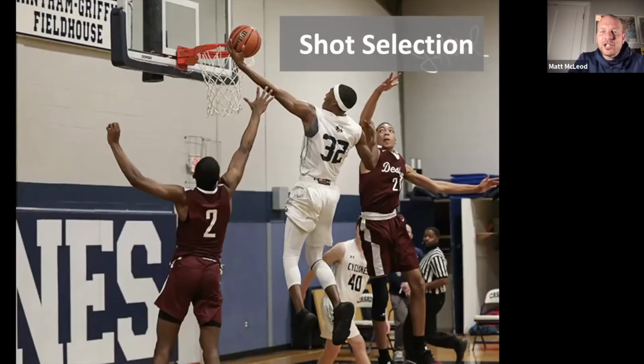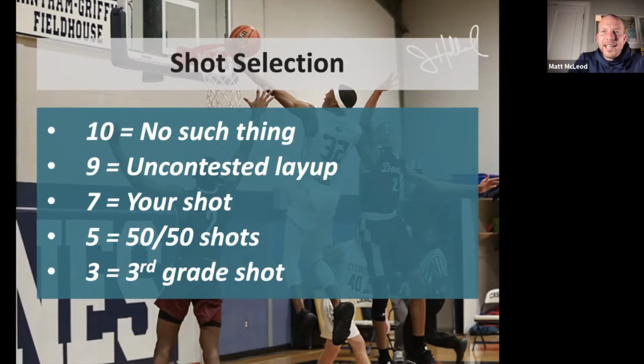So let's talk about shot selection just a little bit. There are no 10s. A 9 would be an uncontested layup, just like my guy DJ is getting there in the picture. 7s are your shot. That's a shot that a player is going to make 7 out of 10 times in their training. We want them to shoot that. The 7 might be different for every player on your team. But again, going back to role definition, help them understand what their 7 is.